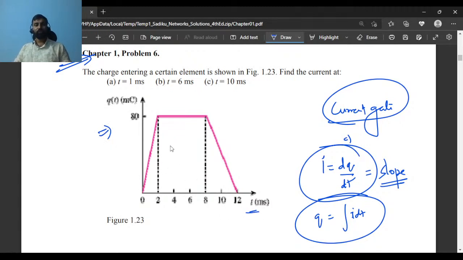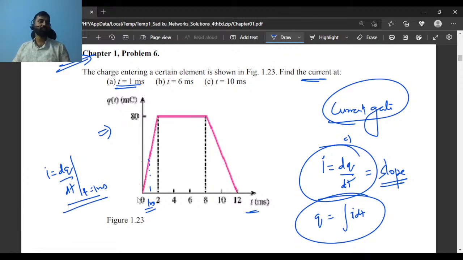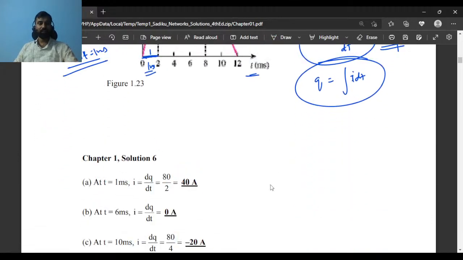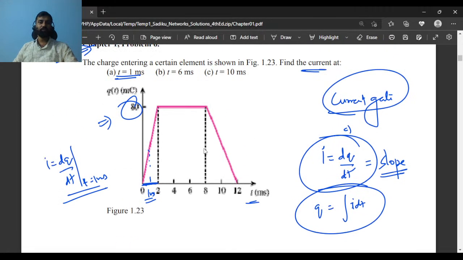So what you have to do here is find the current at t equal to 1 ms. So you have to find the current at this 1 ms. I equal to dq by dt at t equal to 1 ms means you have to find the slope of this line. Slope of this line is 40, this is 80, and this is 2. So 40 is the answer, because this is millicoulomb and this is millisecond, so the milli cancels.